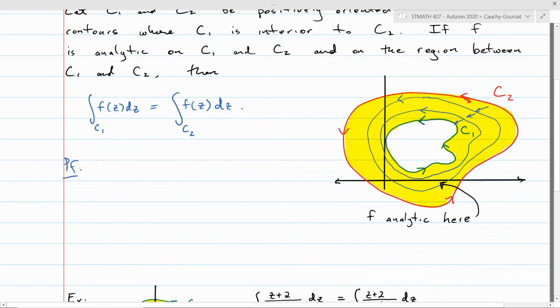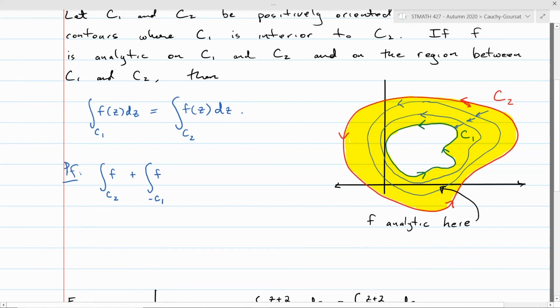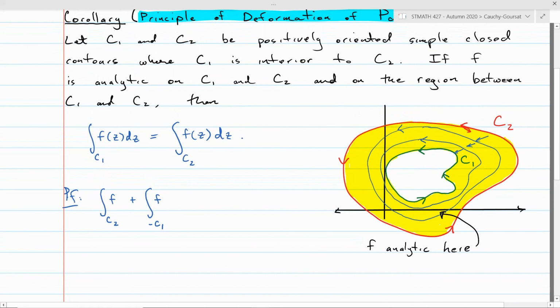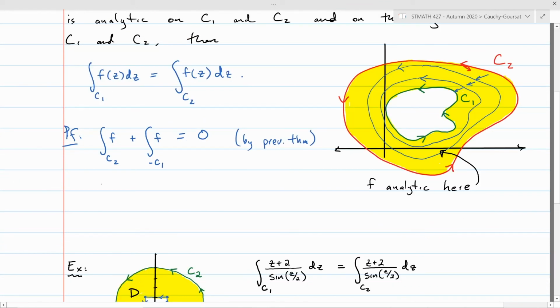We know that the integral around, let's say, C2 of f plus the integral around negative of C1 of f. I'm putting negative on the C1 because in this setup, in our corollary, C1 and C2 have the same orientation. So if I put a negative on C1, it has the opposite orientation. And the previous theorem says that would be 0. And then, of course, this is the same as saying the integral around C2 of f minus the integral around C1 of f equals 0. And then the result follows immediately, right?